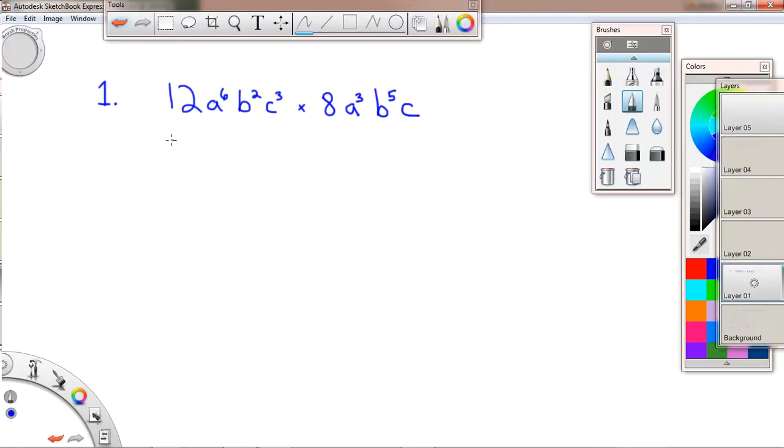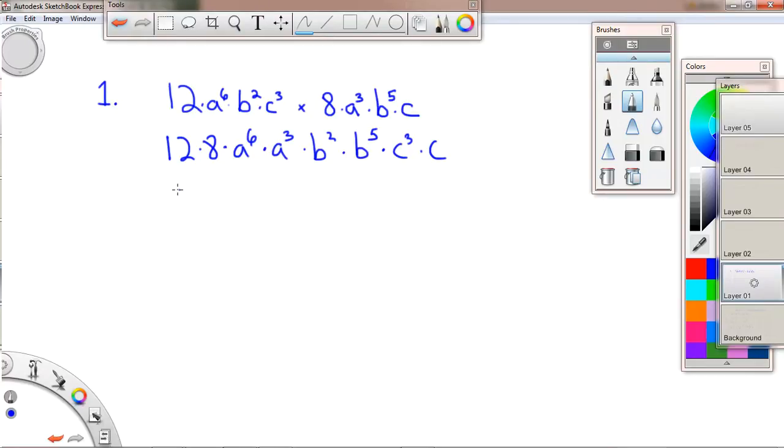So in my head, I'm just going to rearrange this and think about it like this. It's going to be 12 times 8 times A to the 6th times A to the 3rd times B squared times B to the 5th times C to the 3rd times C. This is all multiplication. There are multiplication symbols in between these things that we don't write. So it's okay if we rearrange things so that we have our coefficients together and our common bases together.